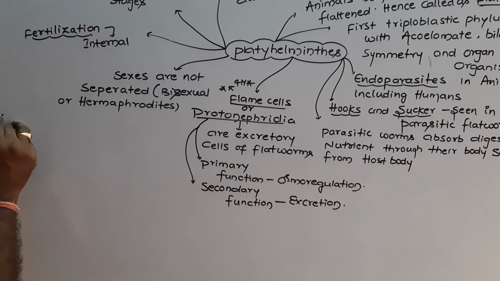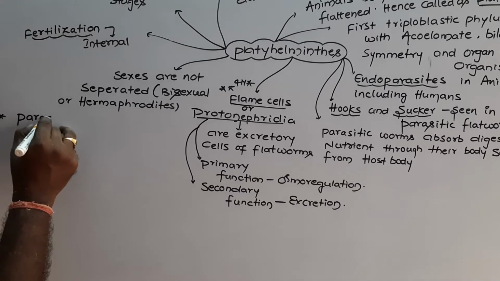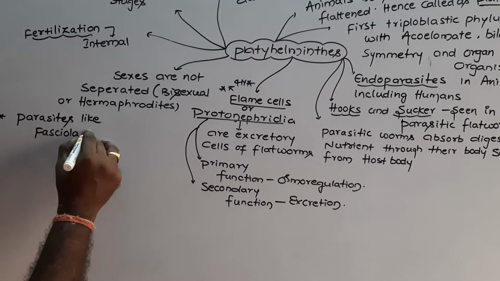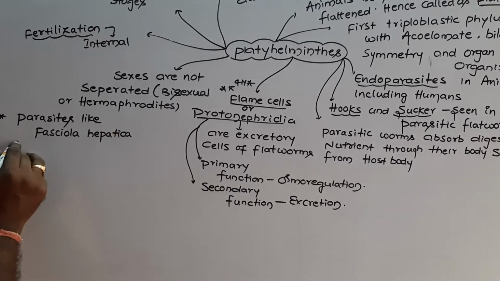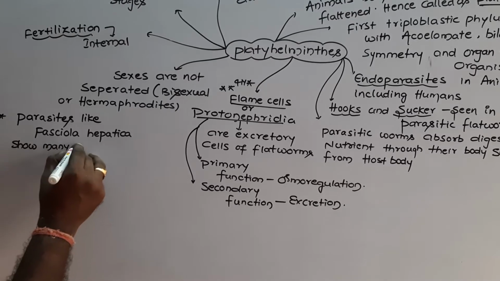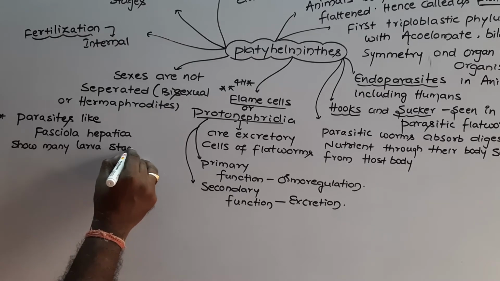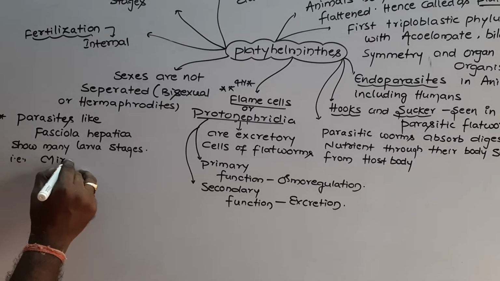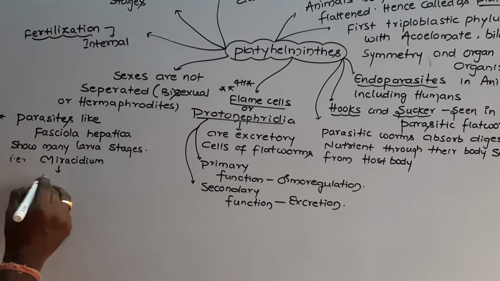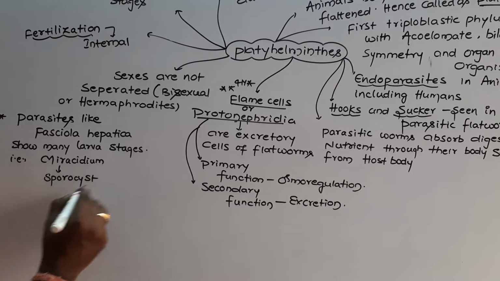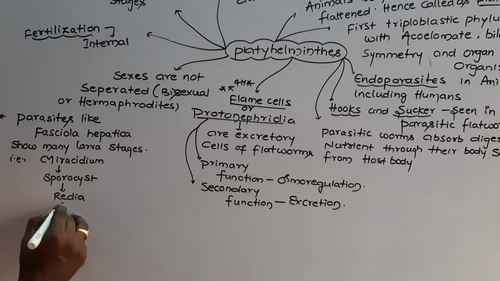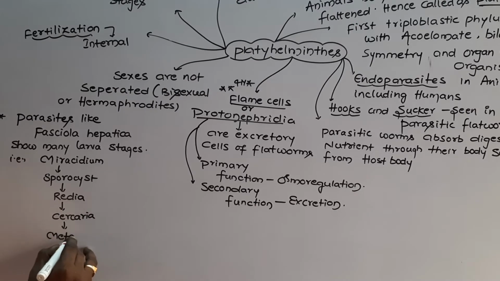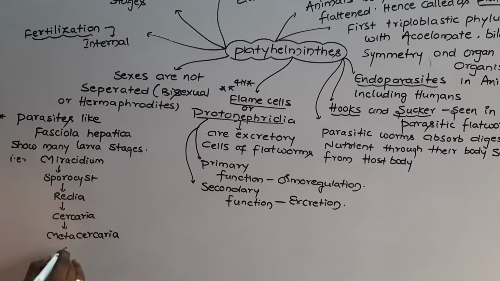If we go for the examples, before going for the examples, parasites like Fasciola hepatica show many larval stages. The first stage is miracidium. The second stage is sporocyst. The third stage is redia. The fourth stage is cercaria. The fifth stage is metacercaria. And the next one is adult.